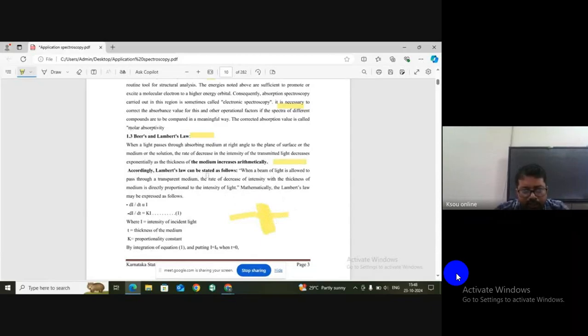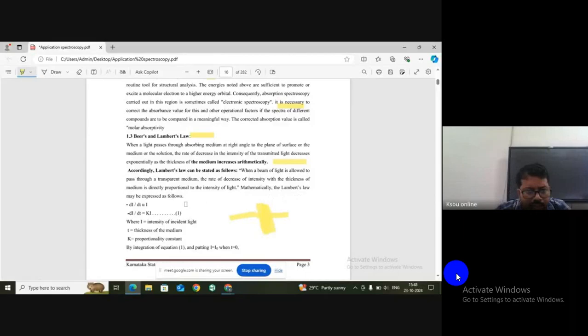Lambert's law can be stated as follows: when a beam of light is allowed to pass through a transparent medium, the rate of decrease of intensity with the thickness of the medium is directly proportional to the intensity of light.